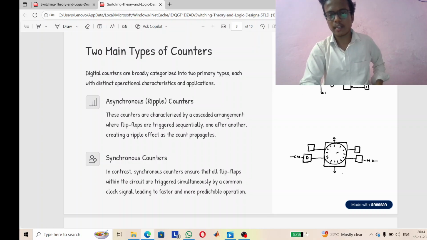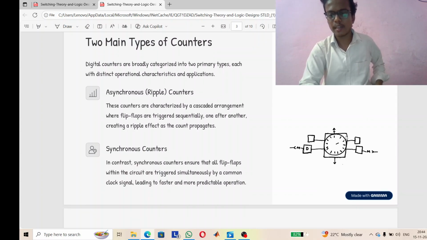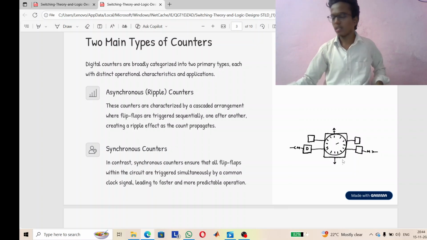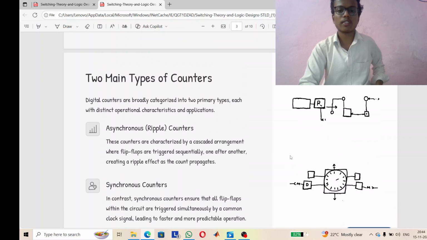It is like a rectangle and square shape, and we have the clock pulse also. And see the synchronous counter, it is like a clock shape with the synchronous behavior.